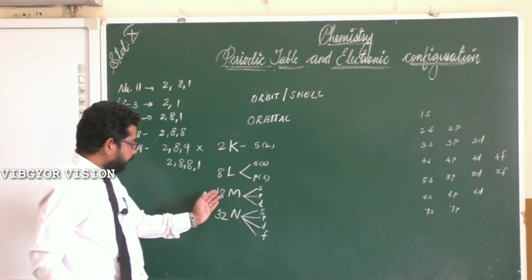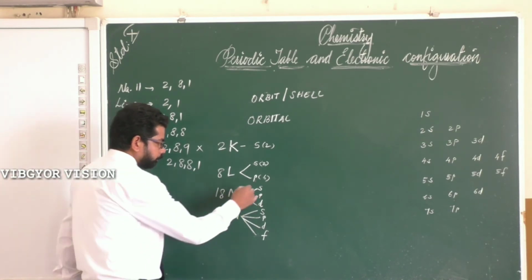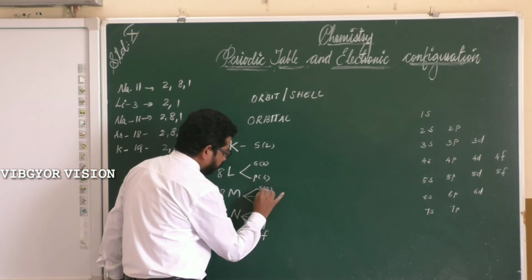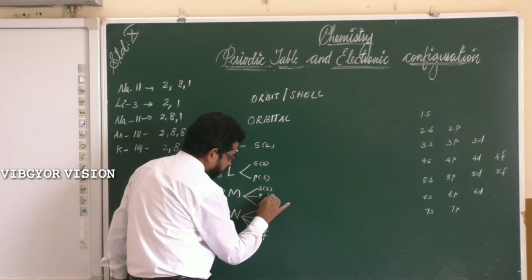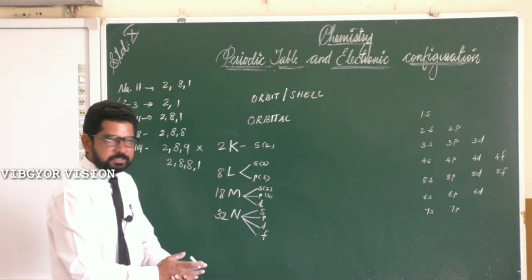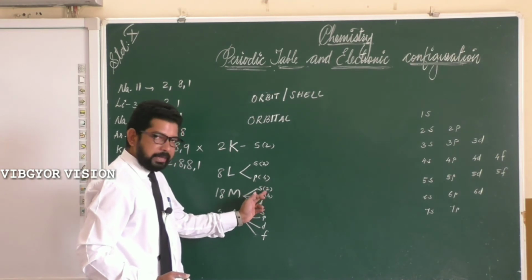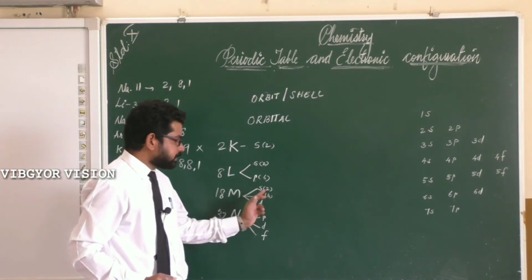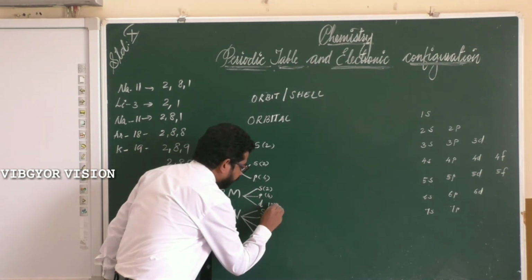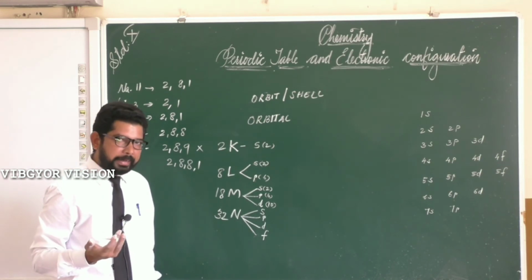Now let us go to the M shell. In M, the subshells are s, p and d. In s we know there will be 2 electrons, in p 6 electrons, and d we don't know, but we can find out. How? 6 plus 2 is 8. 18 minus 8 is 10. So d will have 10 electrons. Hope you are getting me.